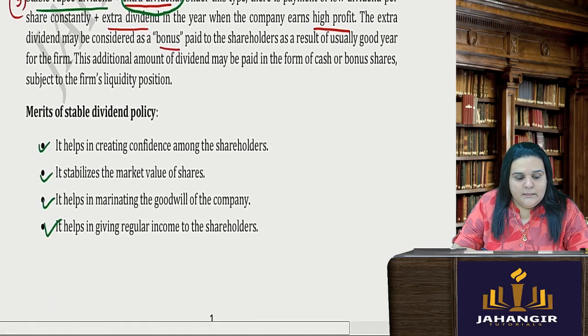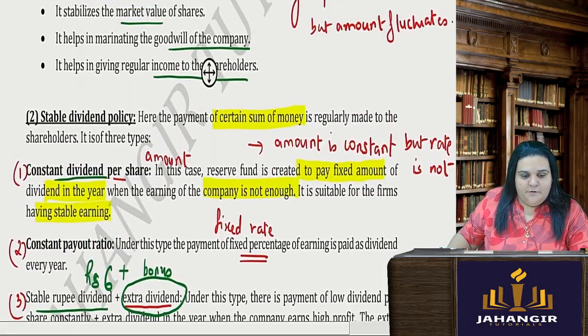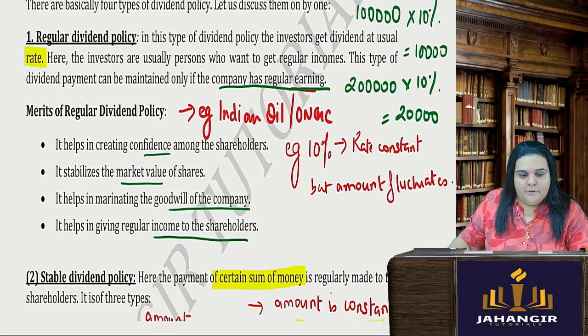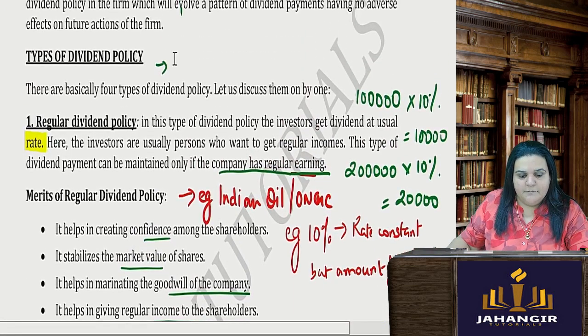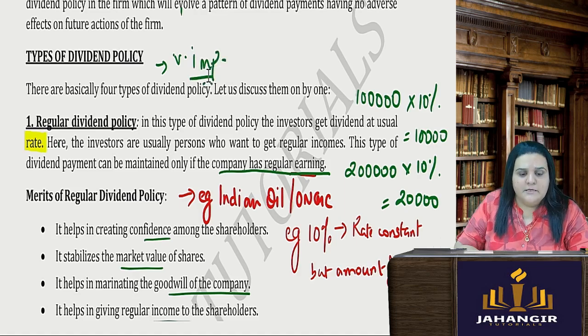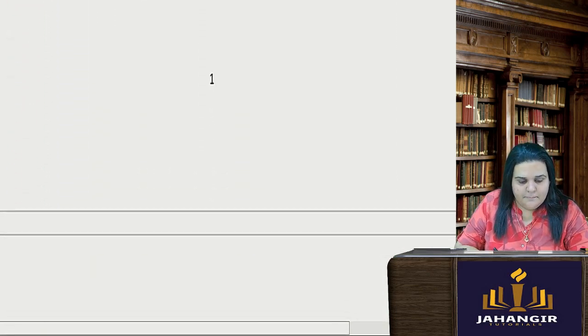So this is very, very important from your theory point of view. Your types of dividend policy, very important. This is what is important in the chapter, and then the different theories of dividend.